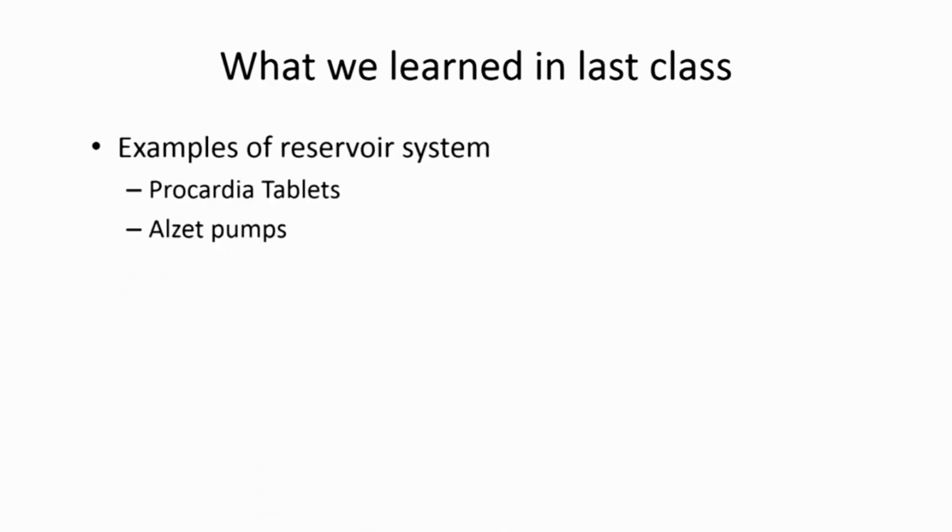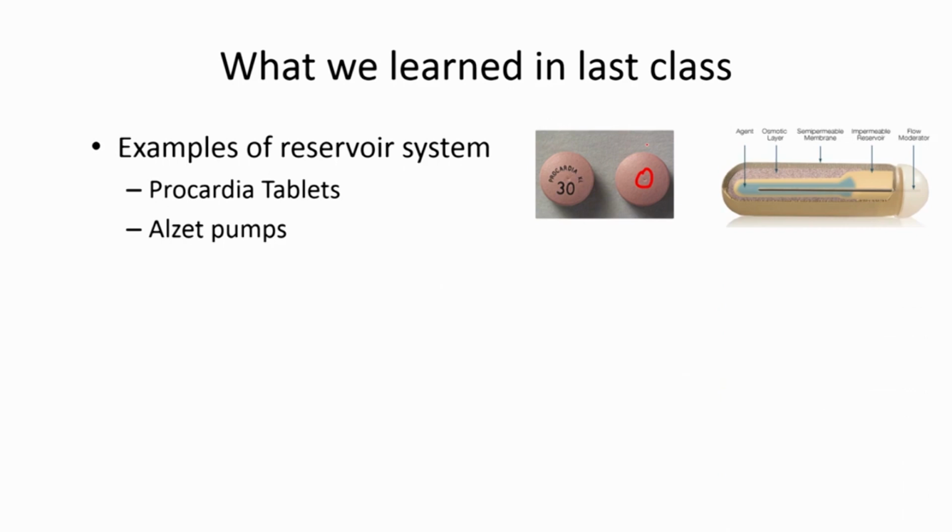In this, we first gave you some more examples of the reservoir system. One was Procardia tablets, essentially tablets carrying a hole in them, and it is again osmotically driven. The water goes in through the semi-permeable membrane and then pushes the drug out, giving about 24 hours for the drug to come out before it gets excreted. Then we talked about ALZET pumps, very widely used in research for animals, a very similar system but a different design, where the concept is the same: water goes in through osmosis because of the higher salt gradient, and this pushes the drug to come out through this pore.